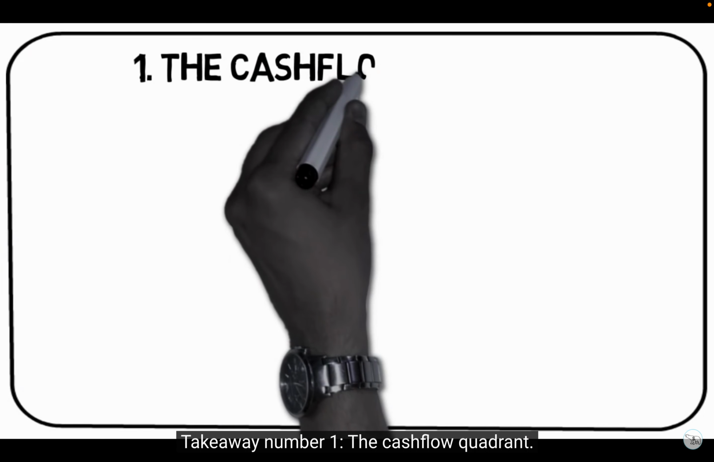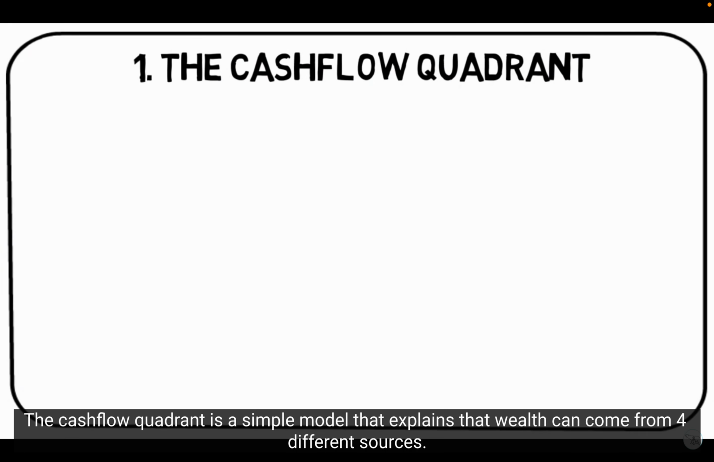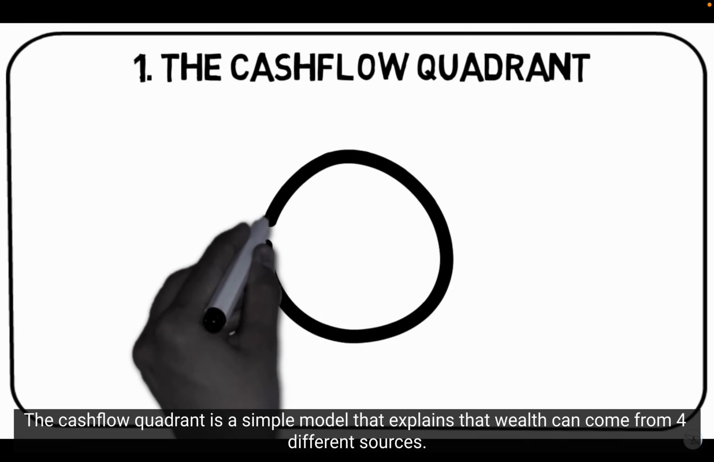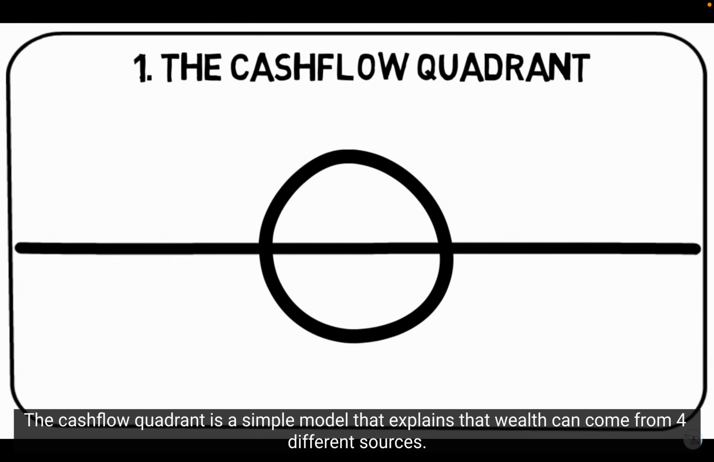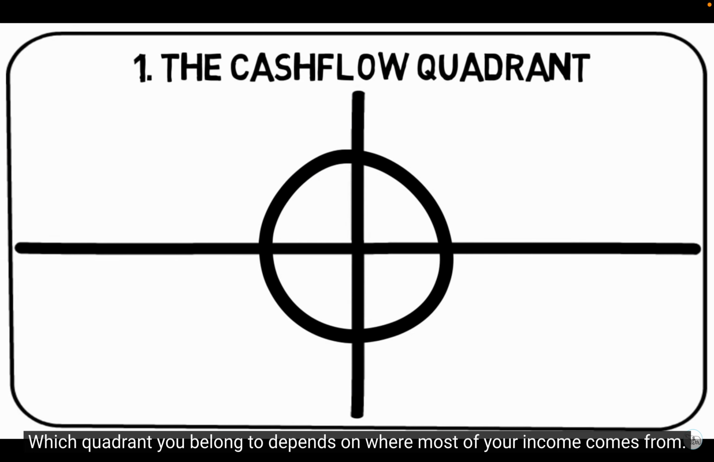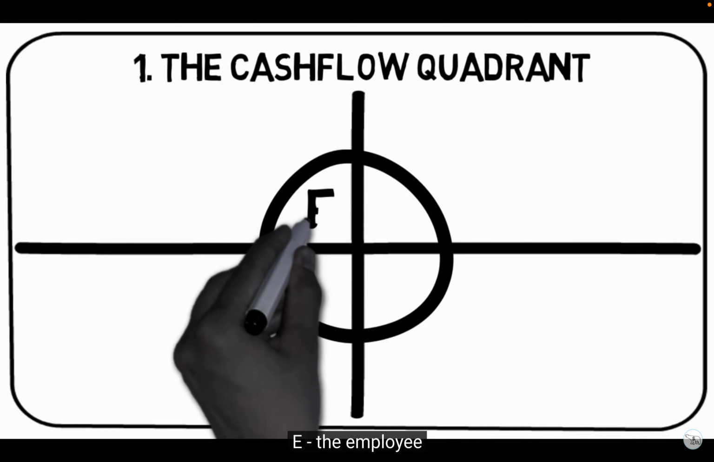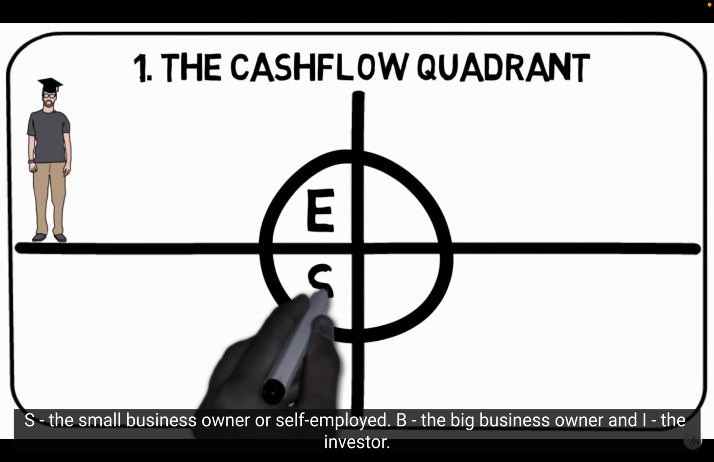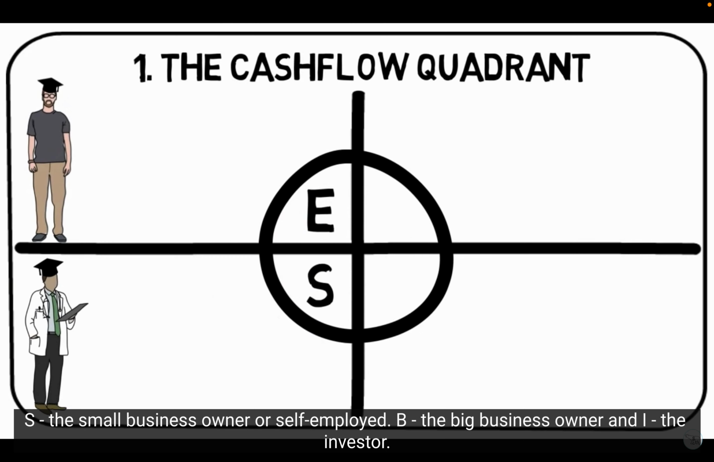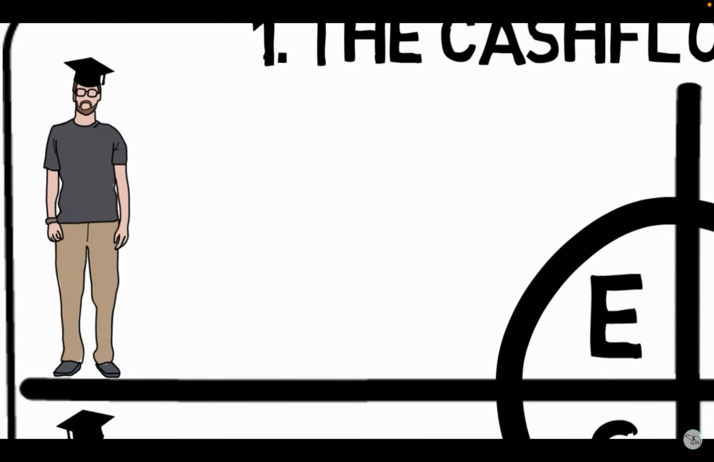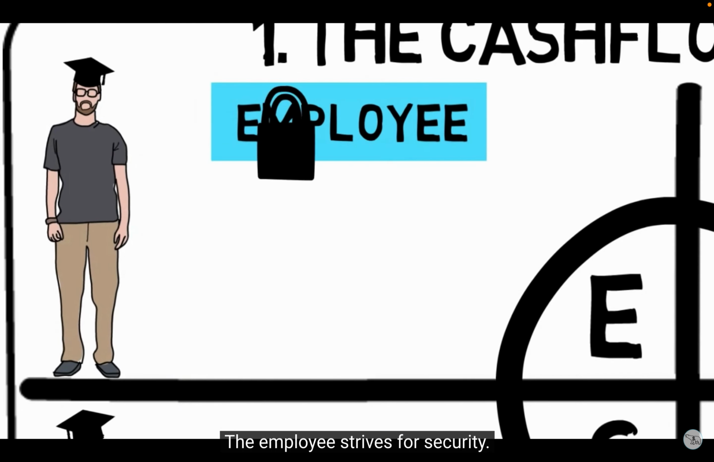Takeaway number 1, the Cash Flow Quadrant. The Cash Flow Quadrant is a simple model that explains that wealth can come from 4 different sources. Which quadrant you belong to depends on where most of your income comes from. The 4 different quadrants are E, the employee, S, the small business owner or self-employed, B, the big business owner, and I, the investor.